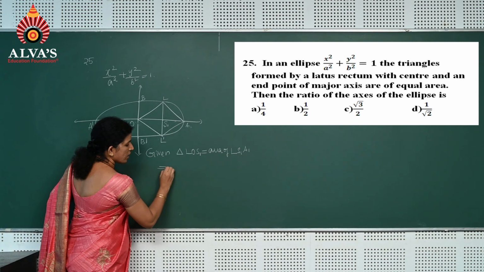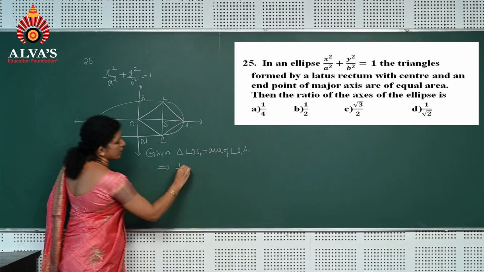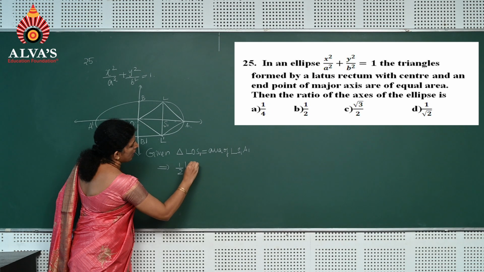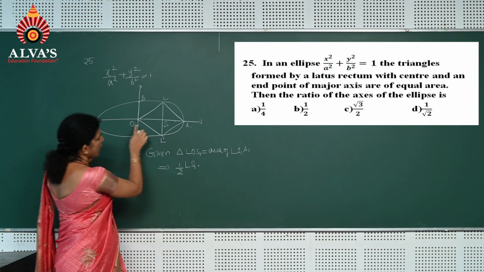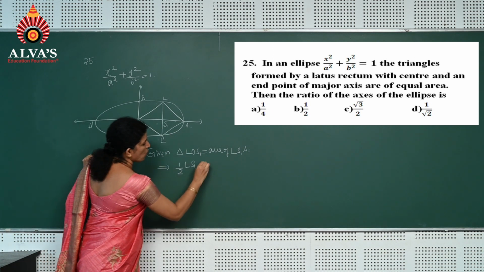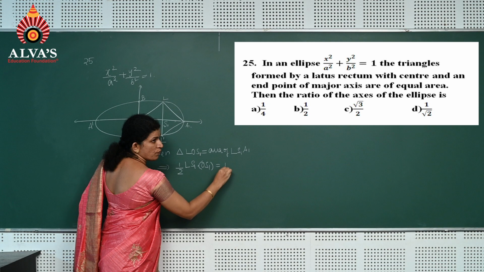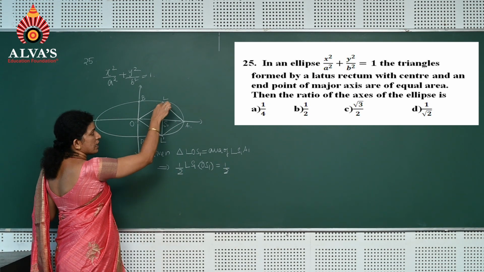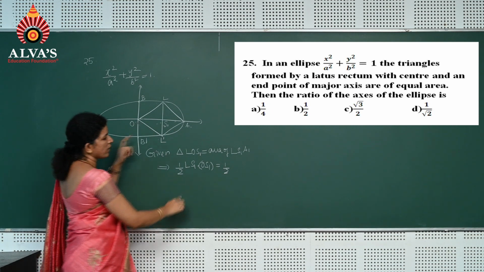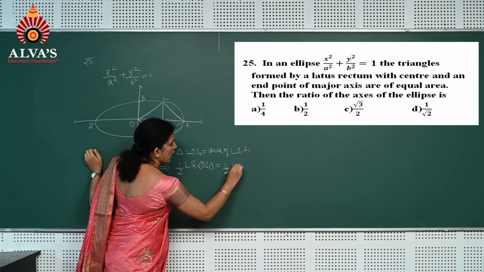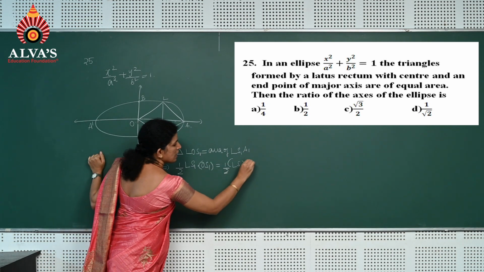Area is nothing but half into base into height, which means half into LS1 into height. The height is nothing but OS1, equal to half into the area of triangle LS1A. Once again it is base into height, that is half into LS1 into height. The height is nothing but S1A.